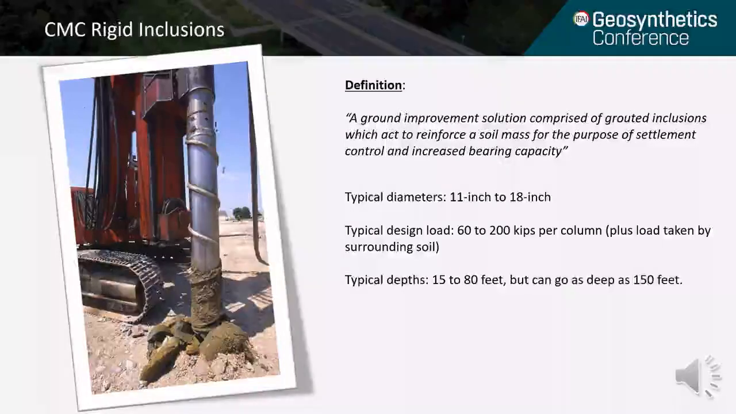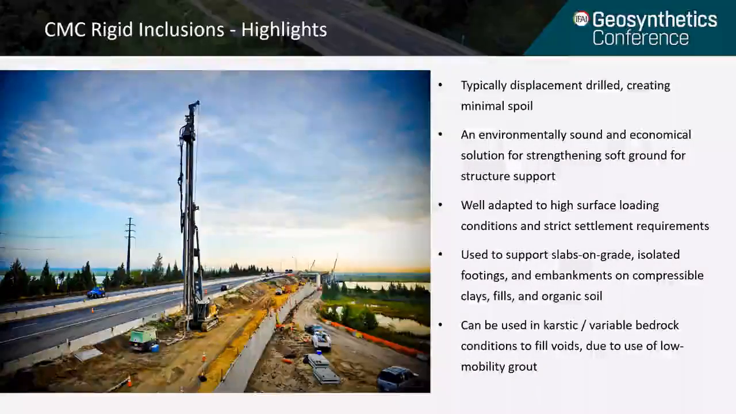A few features of the rigid inclusion system. First, the displacement drilling method brings up very little spoil, which not only makes for a tidy working platform, but can also be very beneficial for contaminated sites. Compared to a more flexible inclusion, such as an aggregate pier, rigid inclusions can typically handle higher loads and meet stricter settlement tolerances. Also, they won't bulge out or lose capacity in very soft or organic soil, so they're a great option for peat deposits, for example.